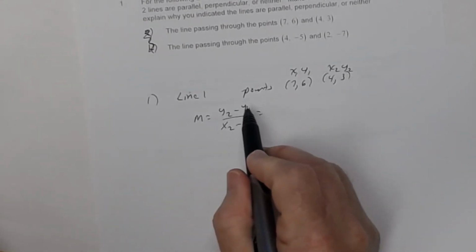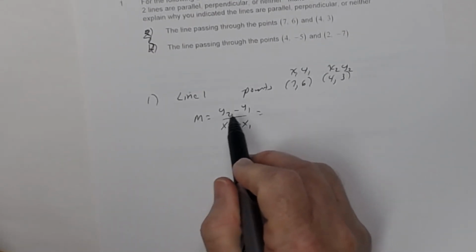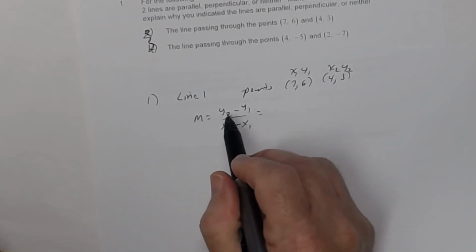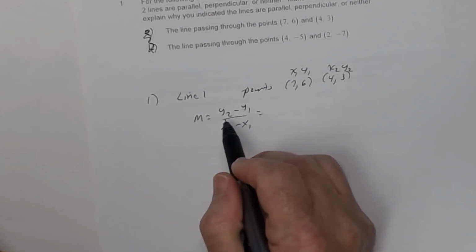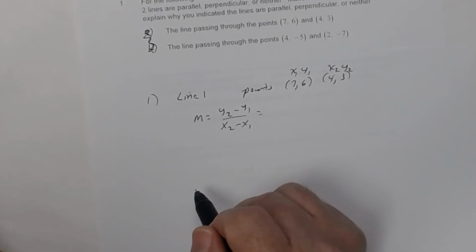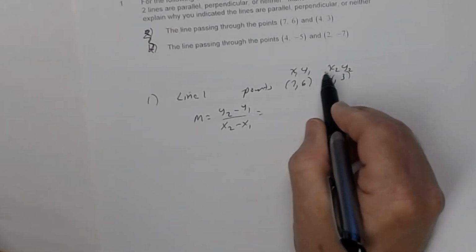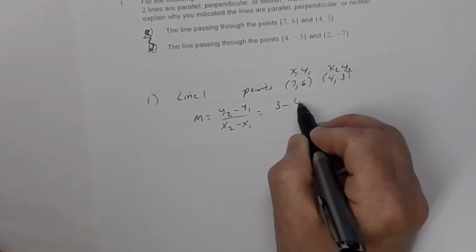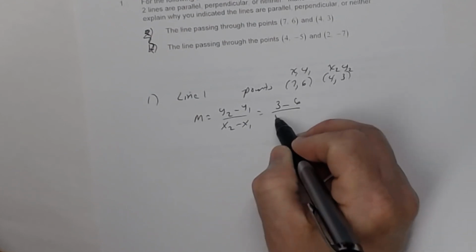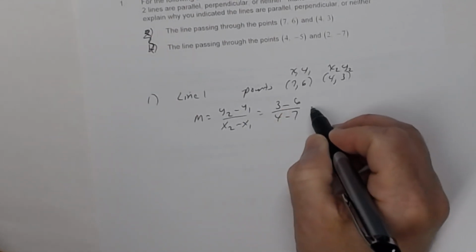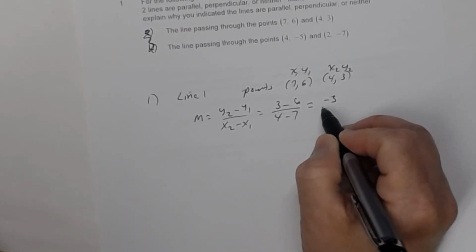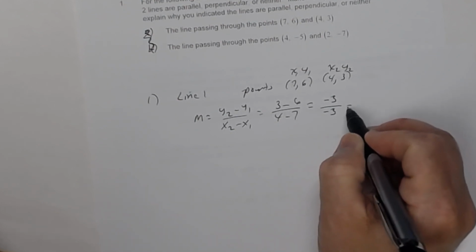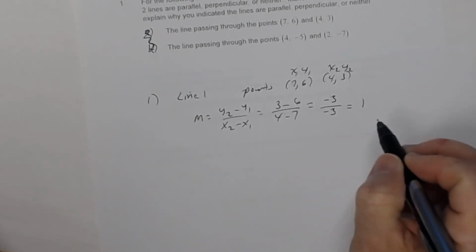Now remember, for the slope, you're going to put the y-coordinates on top in the numerator and the x-coordinates in the denominator. And the order matters how you do this. So if you put the second y-coordinate first, then you have to put the second x-coordinate in the denominator first. That's why we label these. Sometimes it helps to do that. So we have 3 subtract y1, which is 6, divided by x2, which is 4, subtract x1, which is 7. And then 3 subtract 6 is a negative 3, 4 subtract 7 is a negative 3, and a negative 3 divided by negative 3 is a positive 1. All right, so that's the slope of line 1.